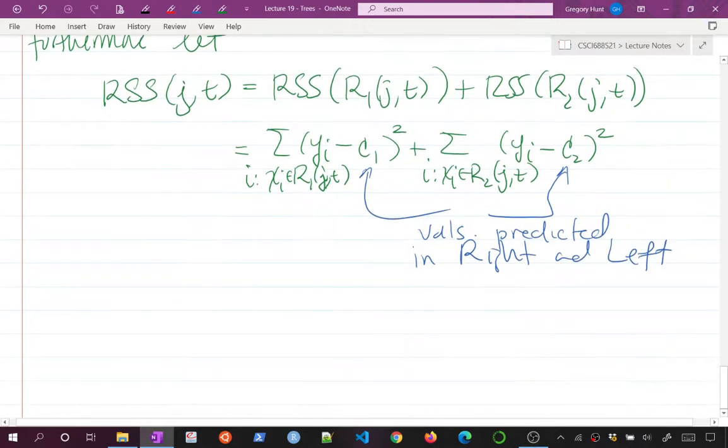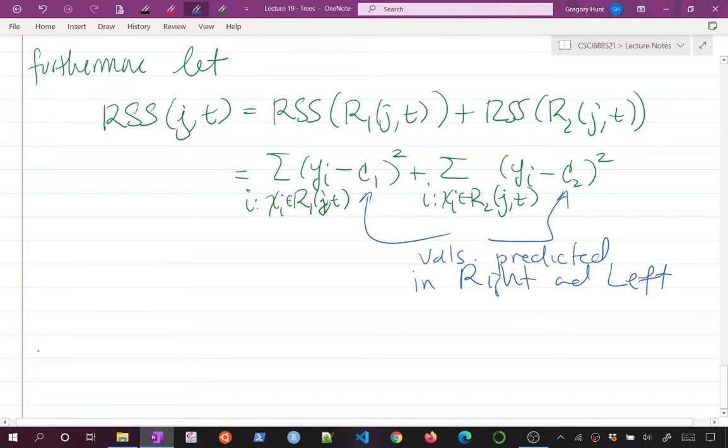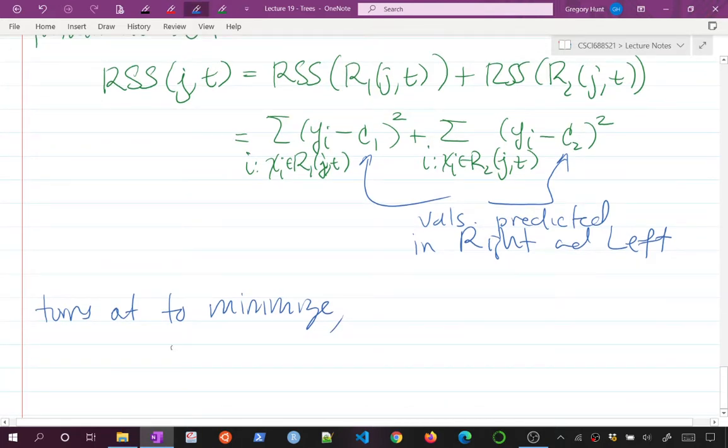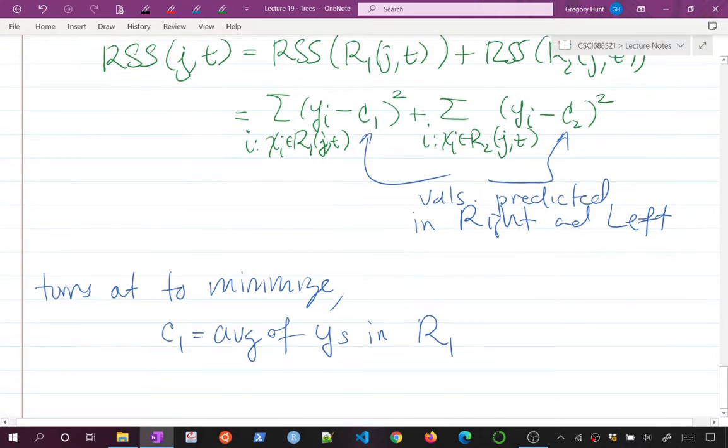So I formulated this pretty generally in terms of the C's. It turns out, and we've seen stuff like this before, that to minimize RSS, no matter how we make our split, C1 should be the average of my y's in the left-hand side, and C2 should be the average of my y's in the right-hand side.